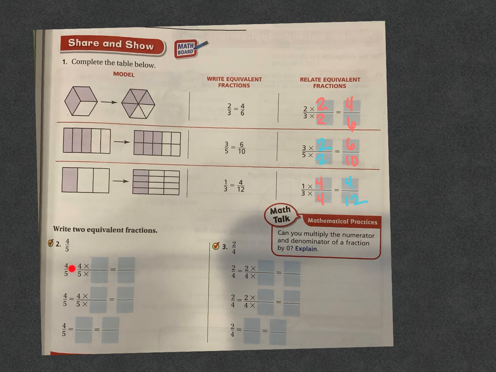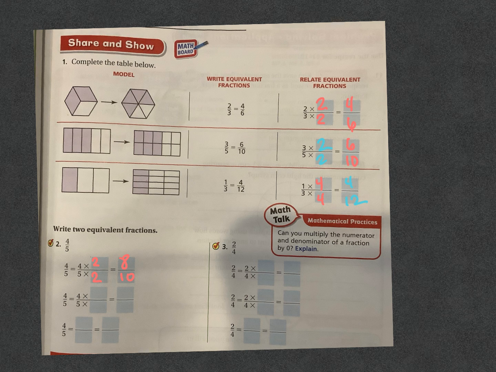So the first one I'll do for 4/5 is I'm going to do 4/5 times, I get to choose a multiplier. I'm going to choose 2. That's an easy one. As long as I do the same to the numerator as denominator, it will be equivalent. 4 times 2 is 8, and 5 times 2 is 10. So 8/10 is an equivalent fraction.